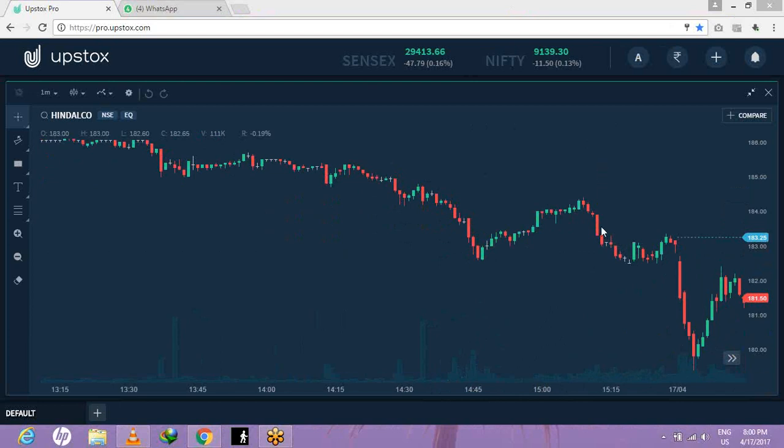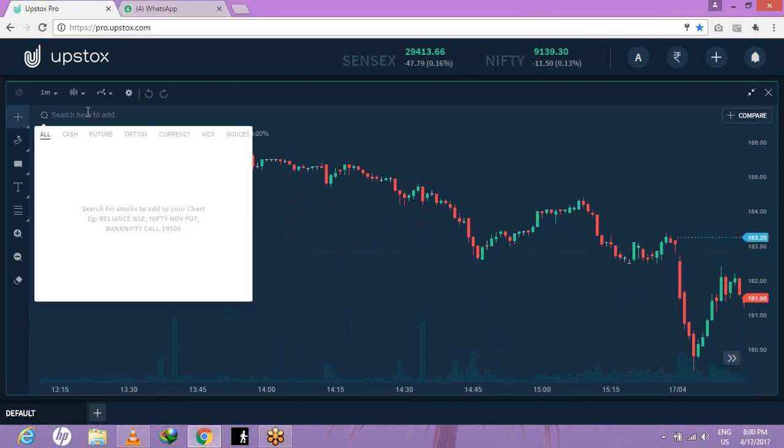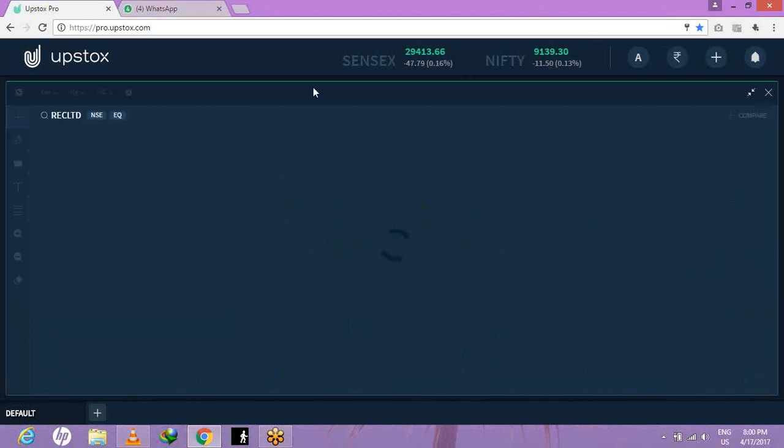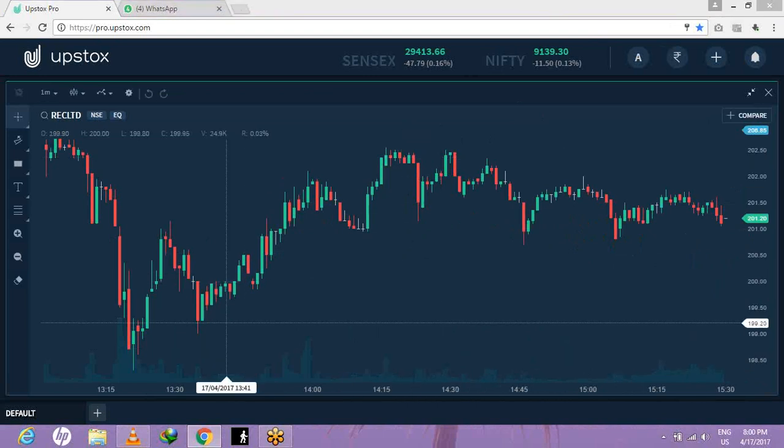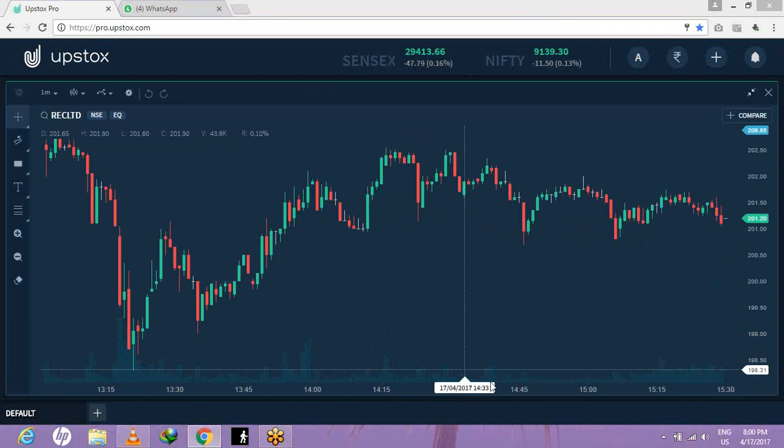Okay, somebody has asked me to show REC Limited. Okay, I'll show you REC. In REC Limited, the first thing you can see is my bullish engulfing, my pin. You can see this red candle pin, and it is near the support level. Boom, it goes up.